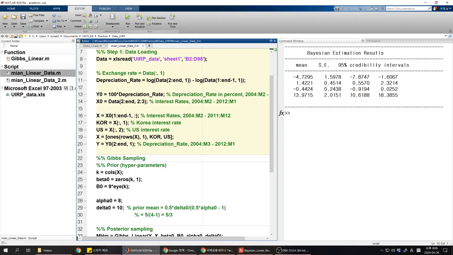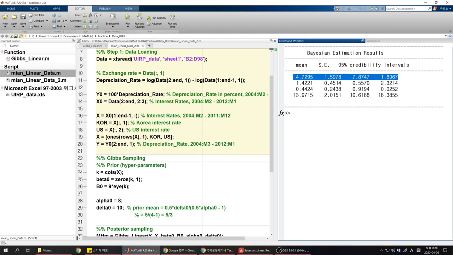Okay. So now we have 4 parameters, right? First one is of course the intercept term. The second one is the impact of the Korean interest rate on depreciation rates, right? The third one is the impact of the US interest rate on the exchange rate, right? Theoretically it should be 1 and this one should be -1, but we're not sure these values are close to the theoretical values. To see this, we need to check the 95% credibility intervals, right? Here, 1 is included in this interval, right? However, -1 is not included in the 95% credibility intervals of beta 3, right? So then we can't say that UIRP is supported by the data still, right?